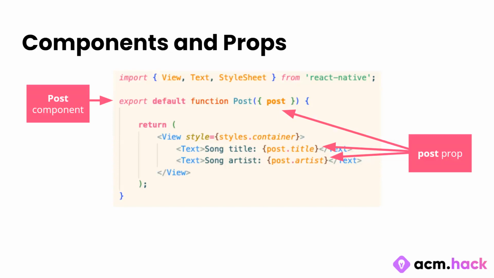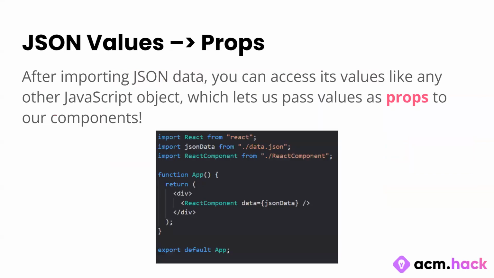This is actually an example from the workshop a couple weeks ago. As you can see, the capital P Post is the component, and the lowercase p post is the prop, and it is using the prop that's passed in to set up some views and text that we want to show on our screen. So what we're going to do is pass the JSON values that we've grabbed with our fetch function as props to our components. On the bottom there, I hope it's not too small, you can see a very basic example of how to do that.